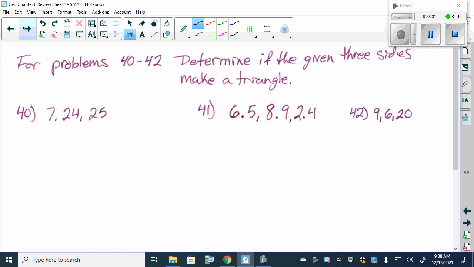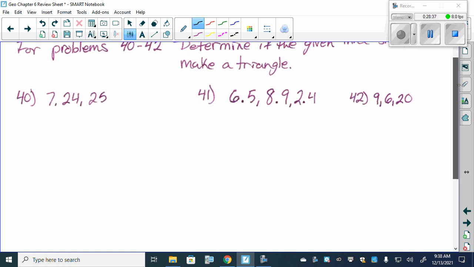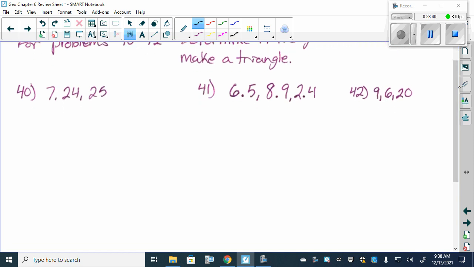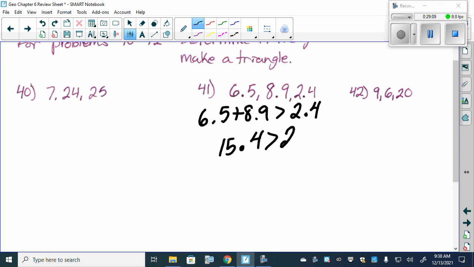And I believe that brings us to the last set, yes? Well, what did we just say? If it is a triangle, any two of the sides added together will be greater than the third. So do you guys want to look at 40, 41, or 42? So we can just say 6.5 plus 8.9 is going to be greater than 2.4. Well, let's go on and do this here, because if we add these two together, 4 carry the 1, which would be 15.4. Is 15.4 greater than 2.4? Okay.